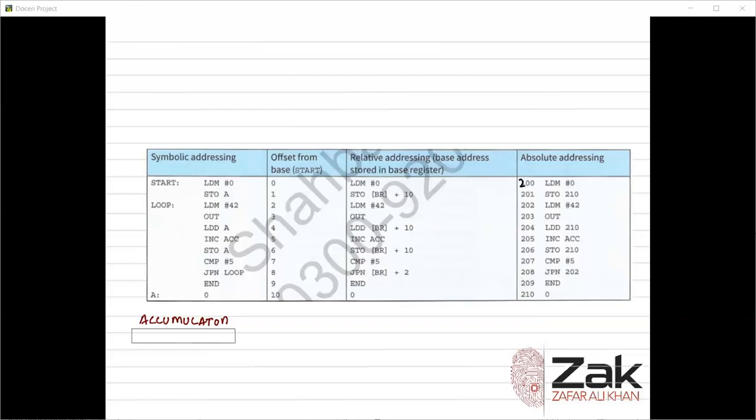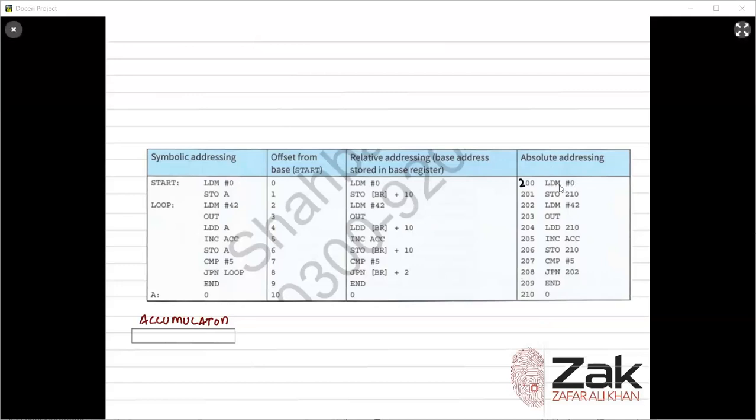How do we actually address the locations in the memory? So there are 3 ways. So what we have just done was absolute addressing. What was it? Absolute addressing.